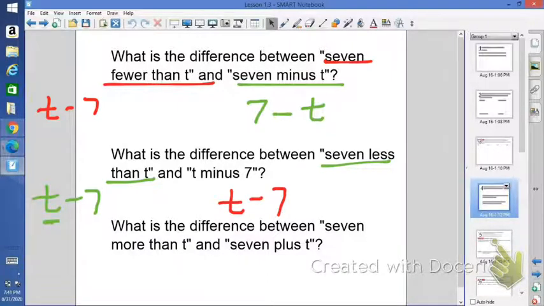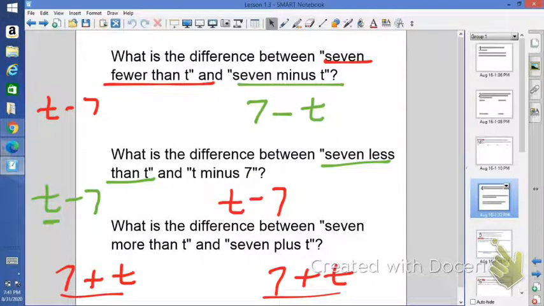Then we have 7 more than t and 7 plus t. With addition, you don't have to be as careful. 7 more than t, you can just write 7 plus t, and 7 plus t can obviously be written as 7 plus t. These are the same thing. Just a review, I want you to be careful with subtraction. When you're dealing with subtraction, you have to pay particular attention to the order.